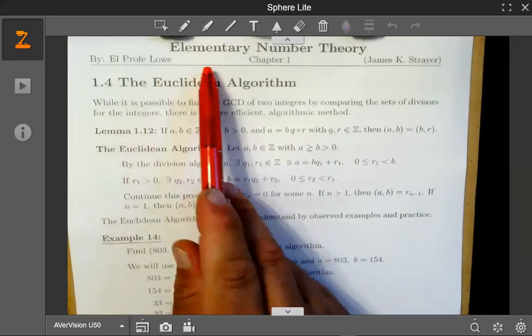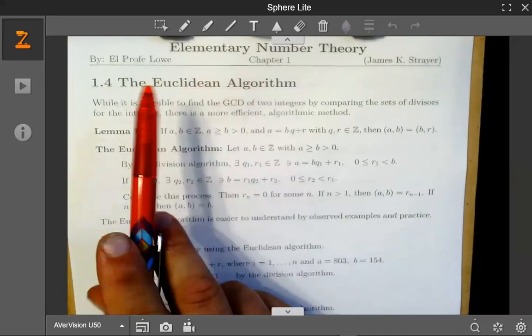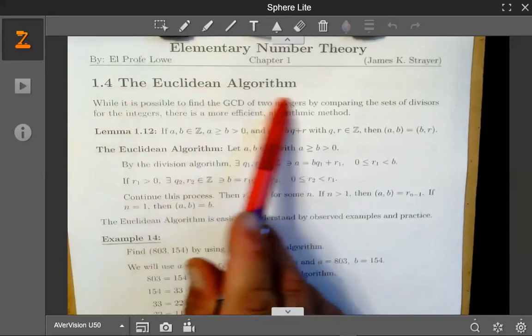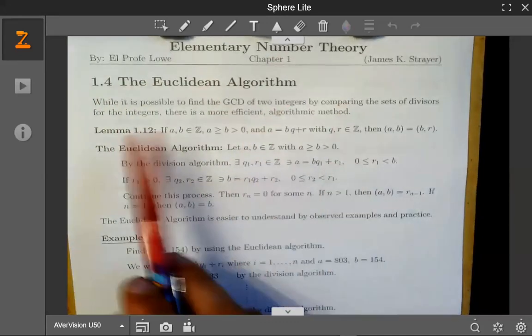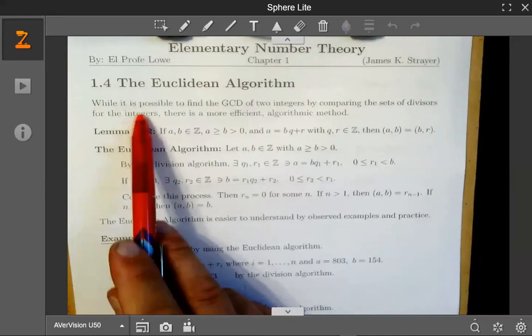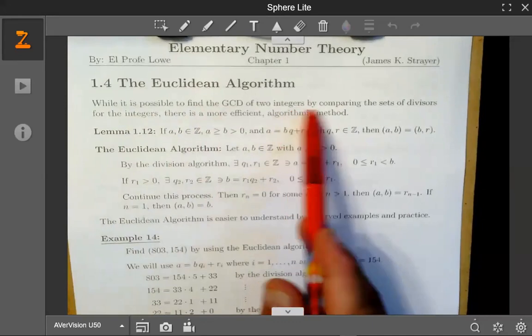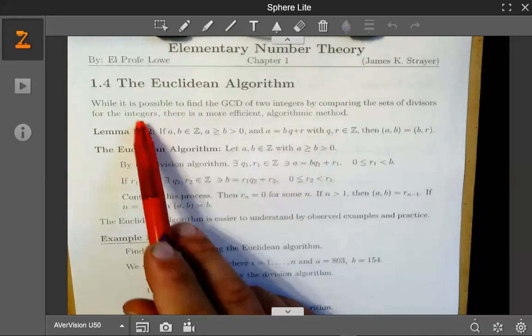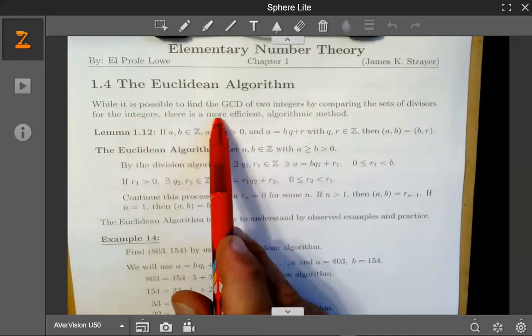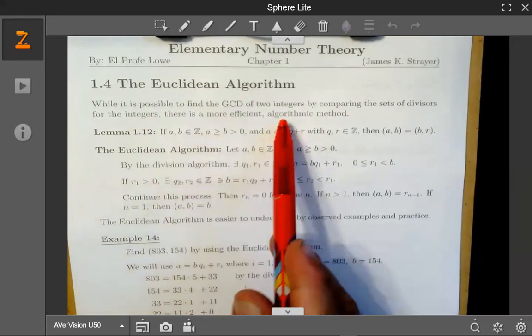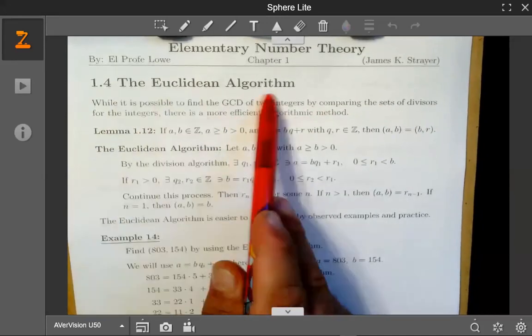Okay, so working with some elementary number theory, we're going to be looking at the Euclidean algorithm. In previous videos, we talked about how it is possible to find the greatest common divisor of two integers by comparing sets of divisors for the integers. However, there is a more efficient algorithmic method, which is called the Euclidean algorithm.